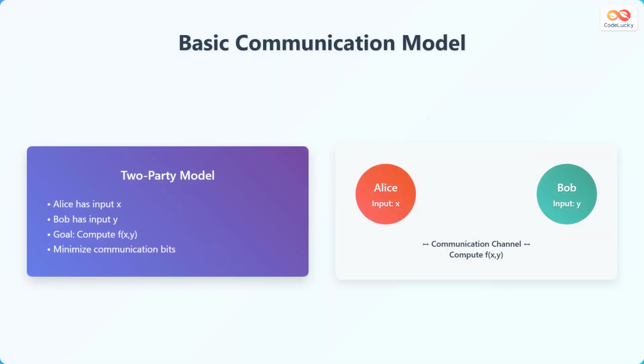Let us look at the basic communication model. Consider a two-party model, where Alice has an input denoted as X, and Bob has an input denoted as Y. The goal is for them to compute a function f of x and y, written as f(x, y). The main challenge here is to minimize the number of bits they need to communicate to achieve this goal.